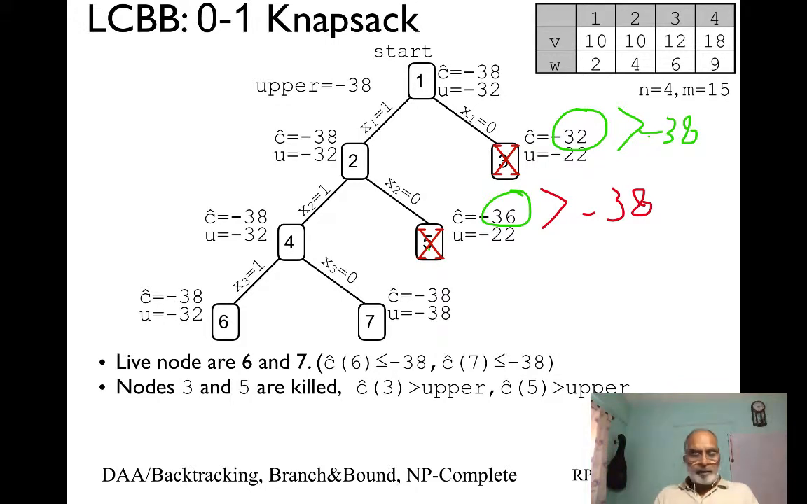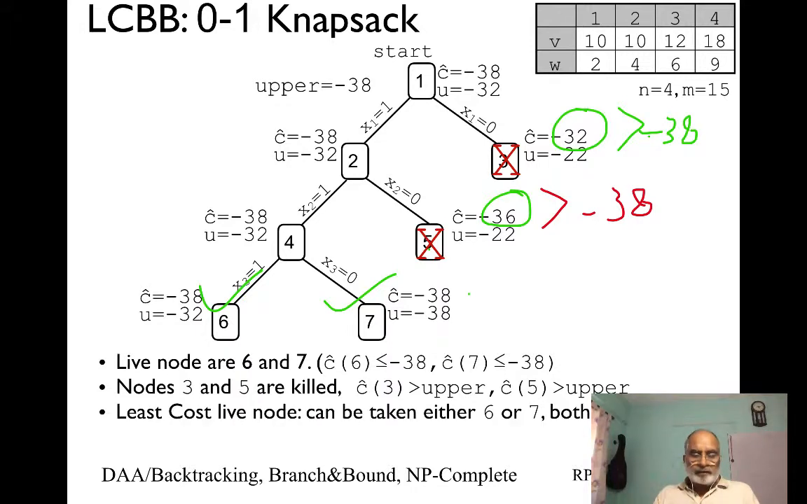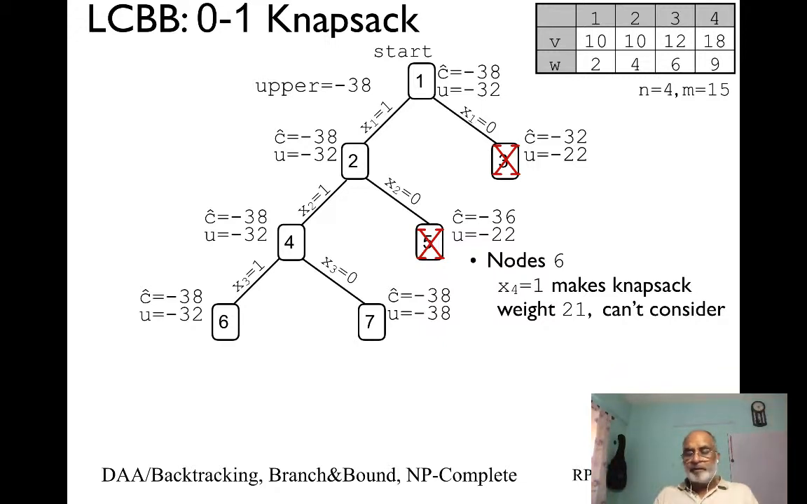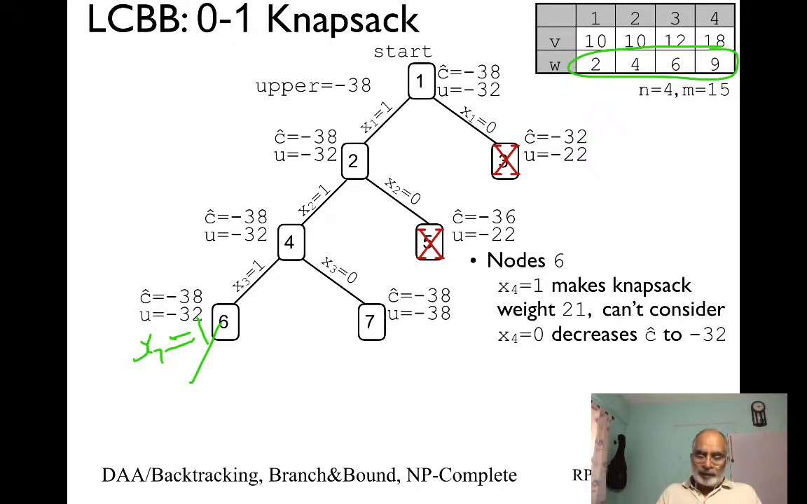So the nodes left are 6 and 7. Those become my live nodes, and I take the least cost. Either I can take node 6 minus 38, or I can take node 7, which is again minus 38. Let's consider node 6, and then we take the node 6. What happens? If I take x1 is equal to 1, that means my weight becomes 21, which is more than 15, so I can't even consider it. Same way, if I take x1 is equal to 1, weight becomes 21, which I can't include.